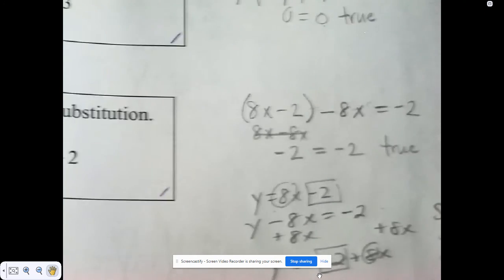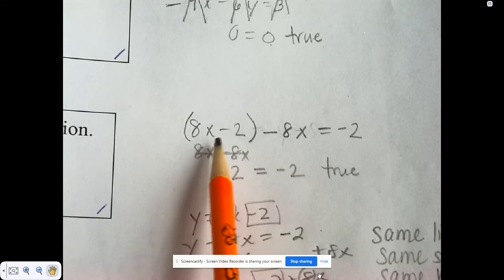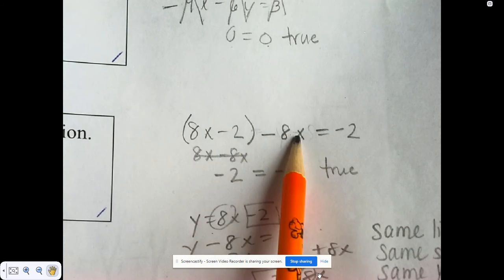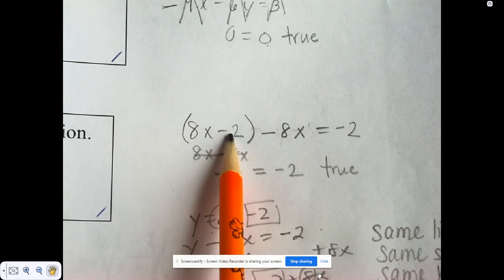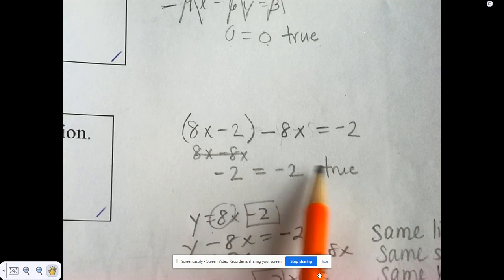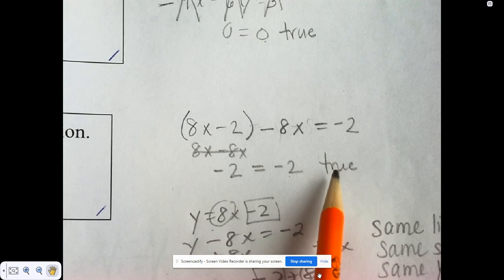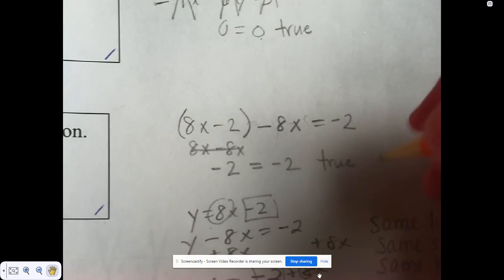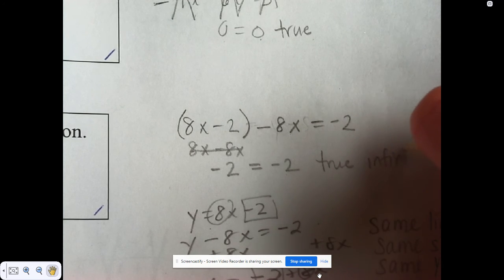All right, I am back and I am looking. When I substituted it in, I end up with 8x minus 8x is nothing. Negative 2 on this side and a negative 2 on this side. That is true. Negative 2 and negative 2 equal the same thing. So that means it is infinite because it is true.